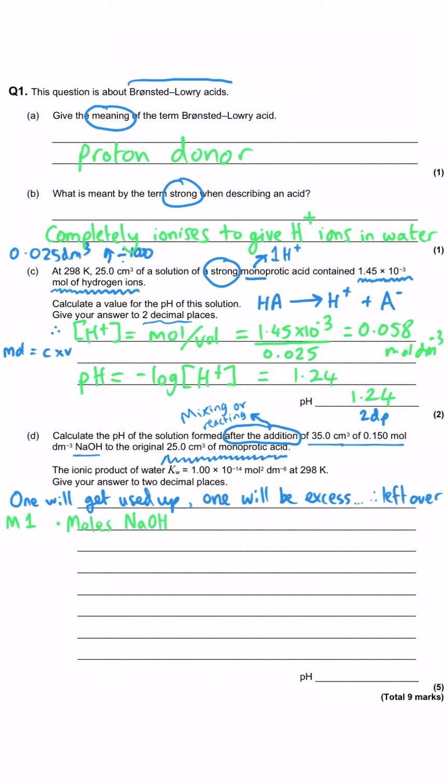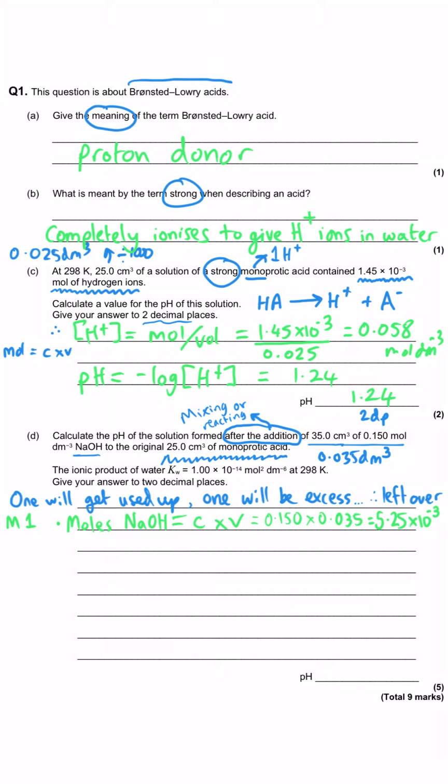And so we've been given a concentration and a volume of sodium hydroxide. So we need to first of all work out the moles of sodium hydroxide by turning that 35 cm cubed into decimeters cubed, so 0.035 dm cubed. And then doing moles is equal to concentration times volume for the sodium hydroxide, which gives us an amount of sodium hydroxide in moles of 5.25 times 10 to the minus 3.